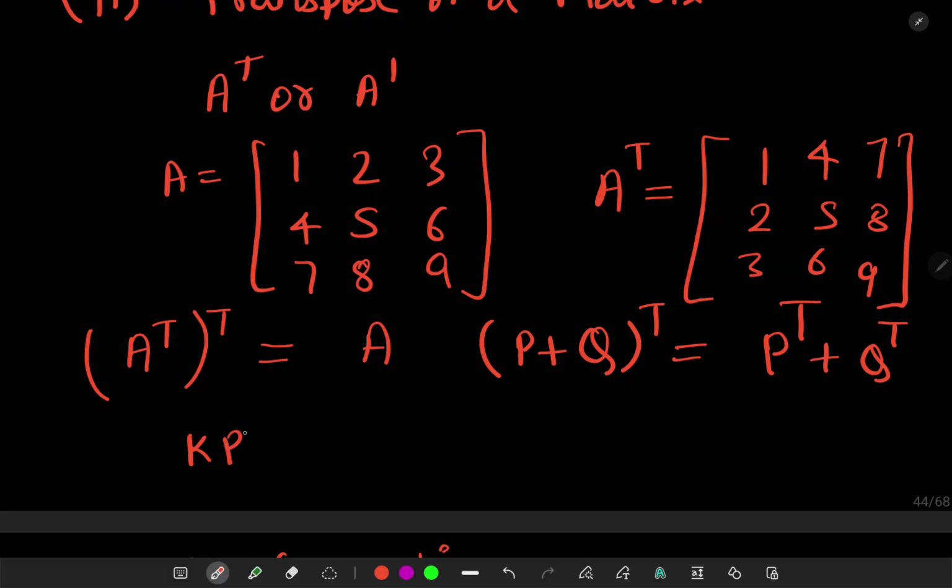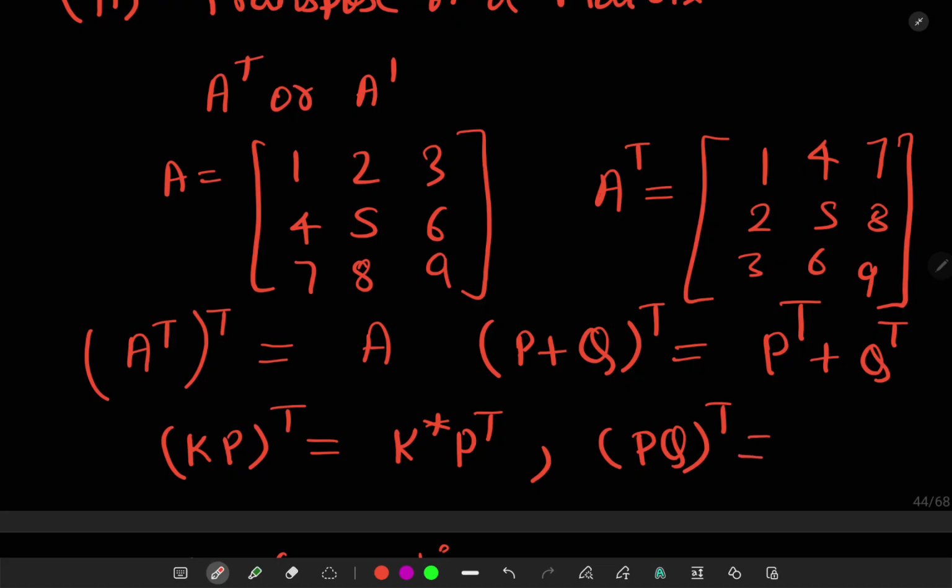Similarly, if we take the transpose of K into P, it is equal to K star P transpose. This star comes because K is any complex number. And another important property of transpose of a matrix is this: if we take the transpose of P and Q matrix, it is equal to Q transpose P transpose.